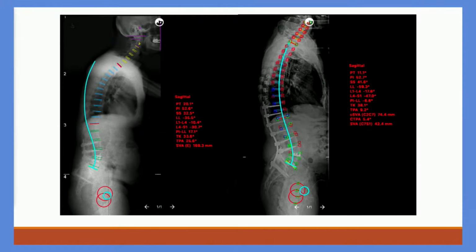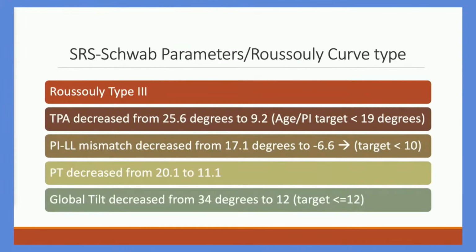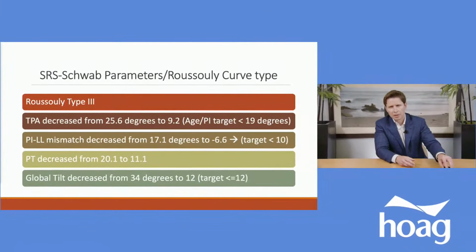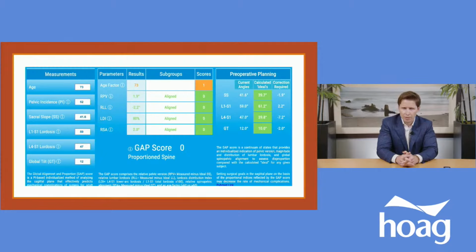This patient underwent a fusion from T11 down to the pelvis with a pedicle subtraction osteotomy at the lumbar 4 region. A pedicle subtraction osteotomy is a wedge osteotomy where a triangular piece of the vertebra is cut out in order to mobilize the spine backwards. And the gap score afterwards, which shows a proportioned spine.